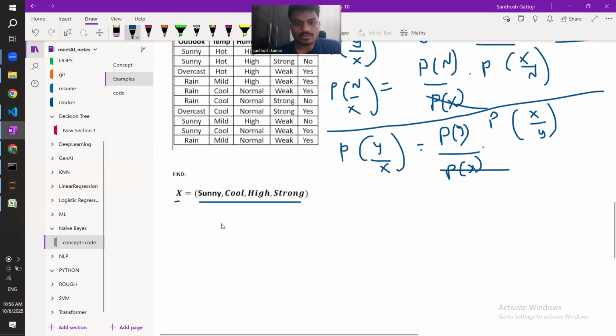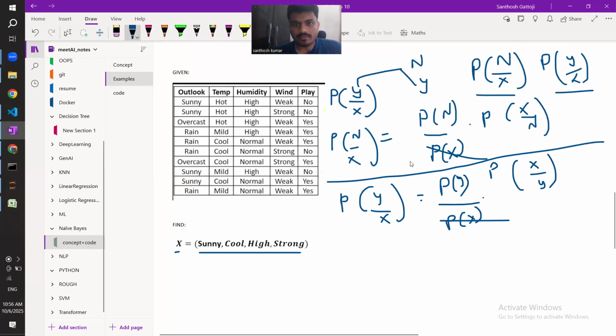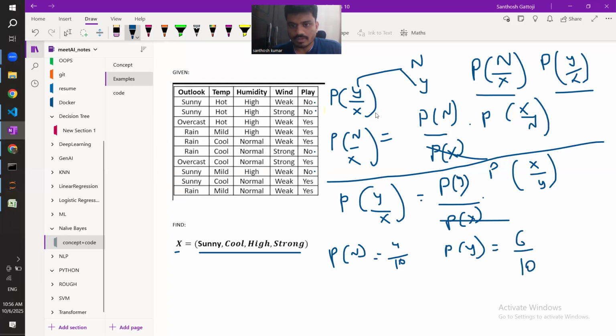Now what is probability of n and y? Overall, how many do you have? 1, 2, 3, 4, 5, 6, 7, 8, 9, 10. In that, 4 are no. So the probability of n will be 4 out of 10, so 4 by 10 or 2 by 5. And probability of y will be 1 minus this, or you can calculate it, 6 by 10.